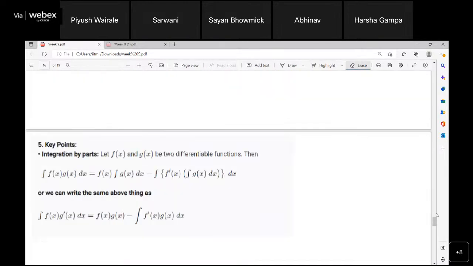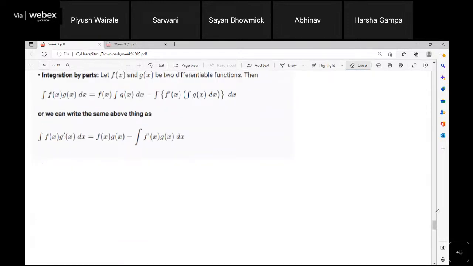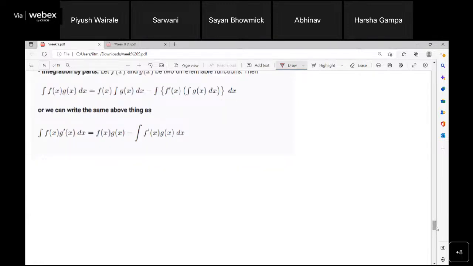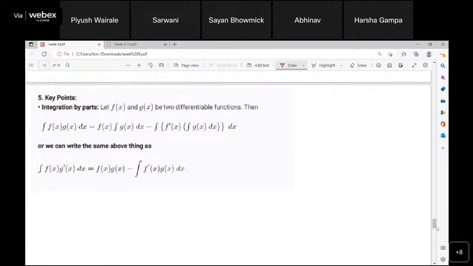Now this is the last part of this week, integration by parts. If we want to evaluate this integral, say f of x into g of x, we take this as the first function and this as the second function. Keep the first function as it is, integrate the second function, minus the integral of the derivative of the first function into the integral of the second function. You have to keep this integration by parts in mind.